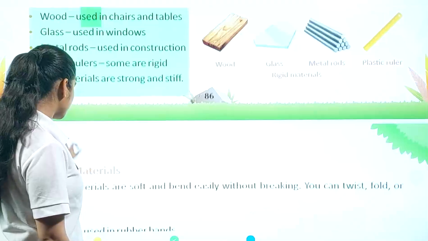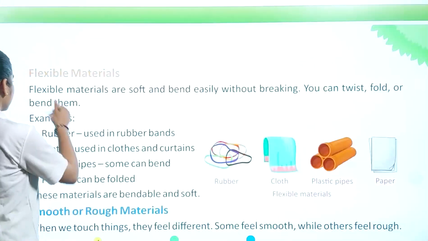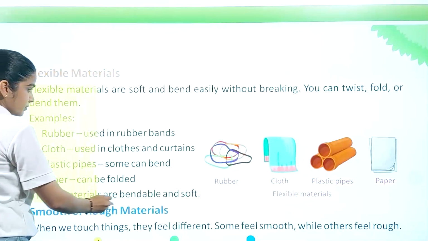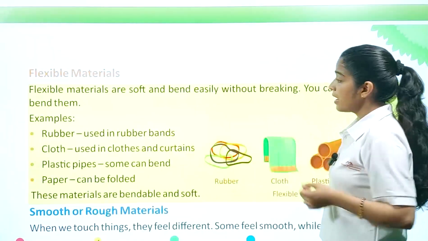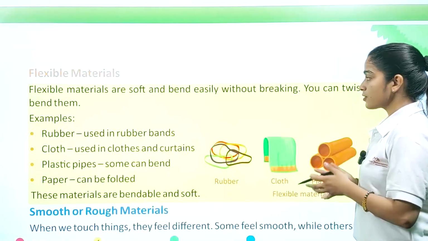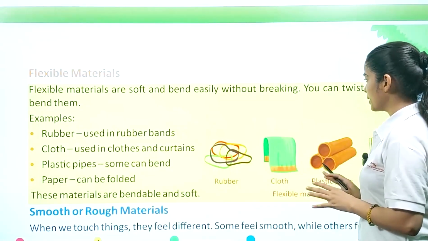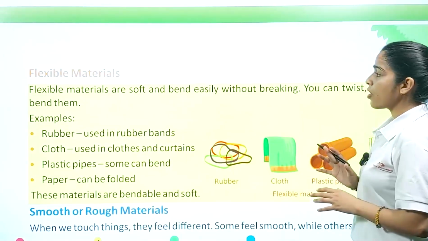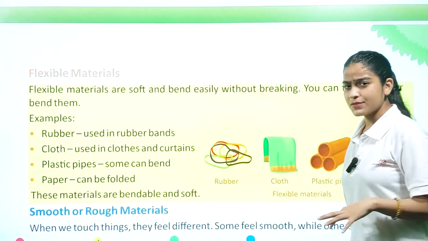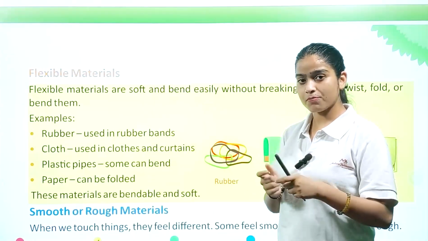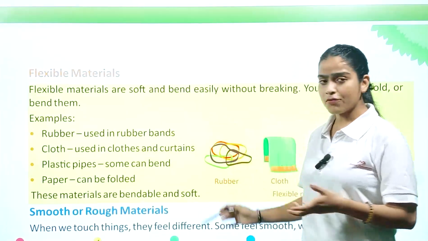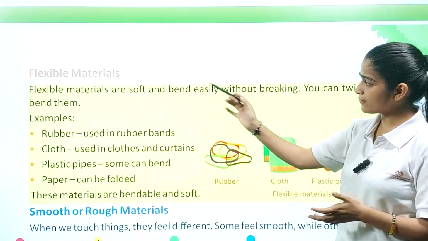Next we have flexible materials. Flexible materials are soft and bend easily without breaking. You can twist, fold or bend them. So those materials which are easily bendable, and do not break by a strong force of bending, and are soft in nature, are simply referred to as flexible materials.